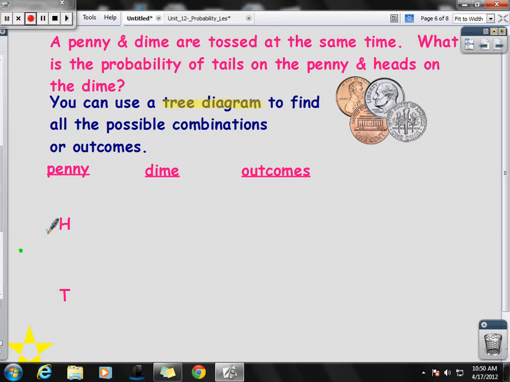If I throw both the penny and the dime at the same time, each penny has a probability of landing on a head or a tail. So it could be heads up or tails up. And then if I throw the penny and it lands on heads, when I throw the dime, it could also land on heads or tails. And if I throw the penny and it lands on tails, when I throw the dime, it can also land on heads or tails.